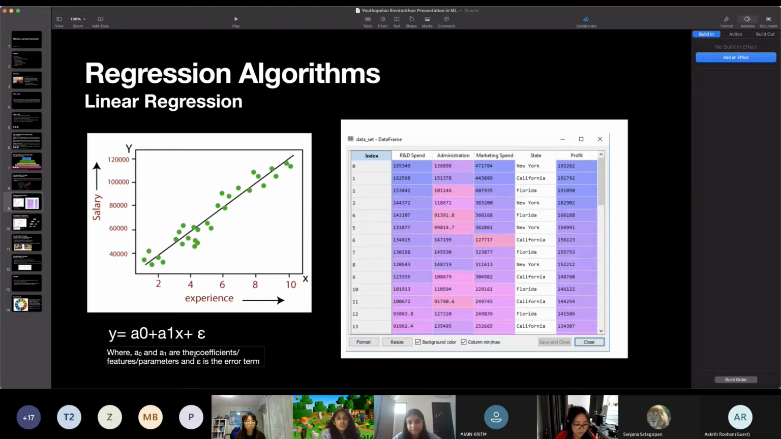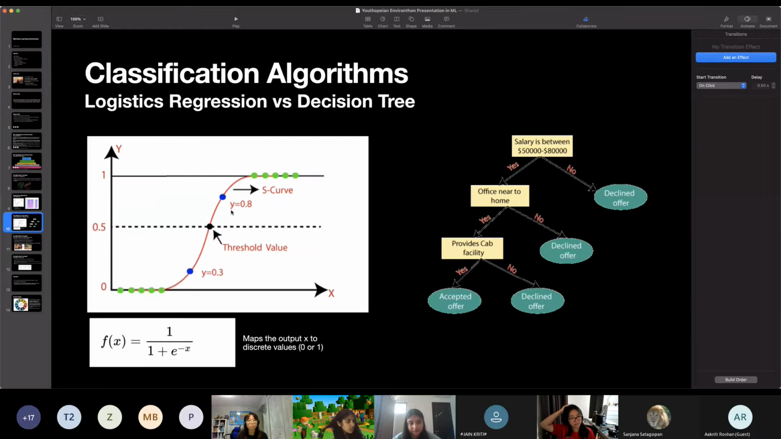And we also use the terms coefficients, features, and parameters interchangeably, because algebraically they are called coefficients, but intuitively we call them features. Because experience is a feature, intuitively, what does X mean? X means experience. So there are different ways of describing these things.